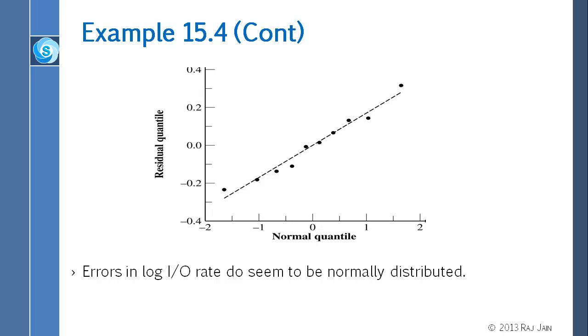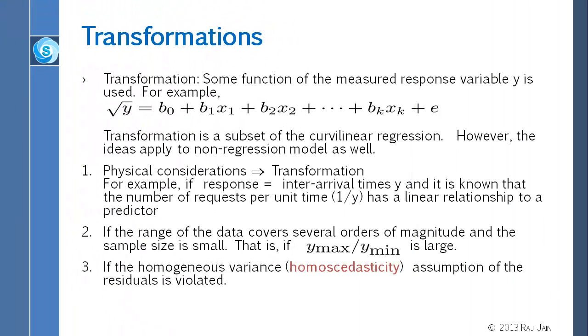QQ plot. Normal quantile versus residual quantile. And this looks pretty much like a straight line. Going further from curvilinear to other transformations. So other transformations are that, and it could be any general transformation.